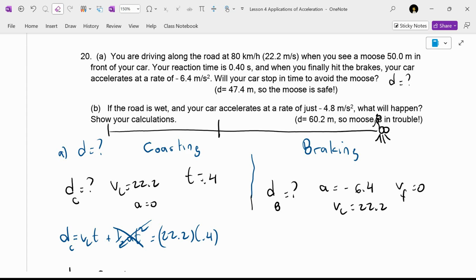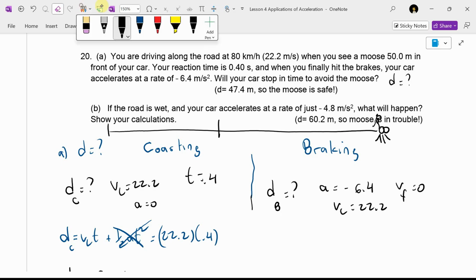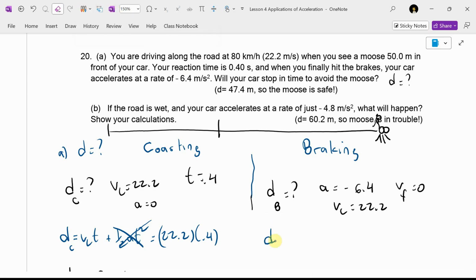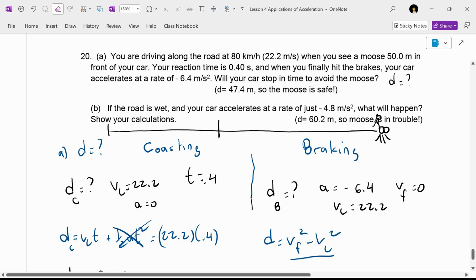This time I think it's going to be VF squared equals VI squared plus 2AD. I think it's going to be D equals VF squared minus VI squared all over 2A. It's going to be 0 squared minus 22.2 squared all over 2 times negative 6.4.